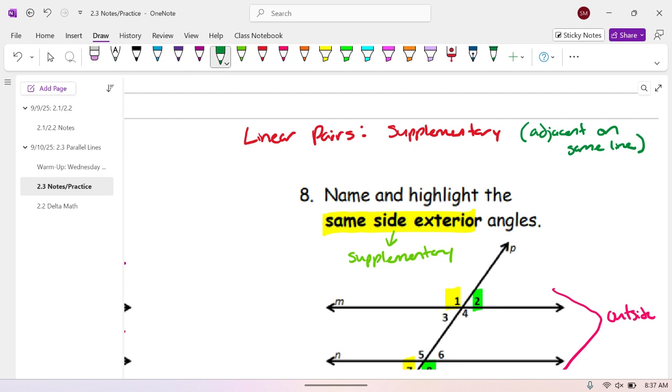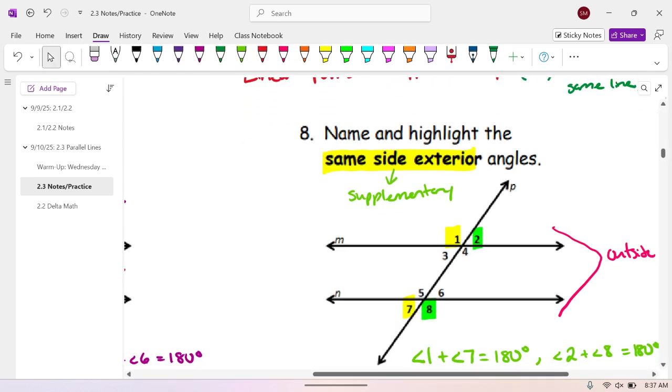Just looking at the picture below for reference, someone name one set of linear pair angles. 1 and 2 are. What else? 3 and 4 are. What else? 5 and 6. What else? 7 and 8. And there's more. 1 and 3. 6 and 8. 2 and 4. 5 and 7.